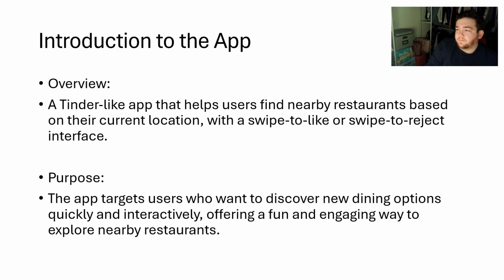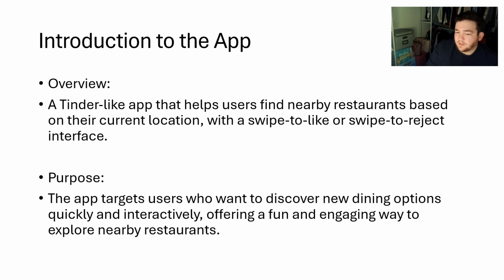So, introduction to the app. I kind of wanted it to be like Tinder. It's a web application, so it works a little bit differently. Not as much swiping, but more the thumbs up, thumbs down. It helps users find restaurants based on their current location. It presents the user with restaurants nearby and uses location services to find those restaurants. It says swipe to like, swipe to reject, but it's really just press like, press dislike. The purpose is for users that want to discover dining options nearby.